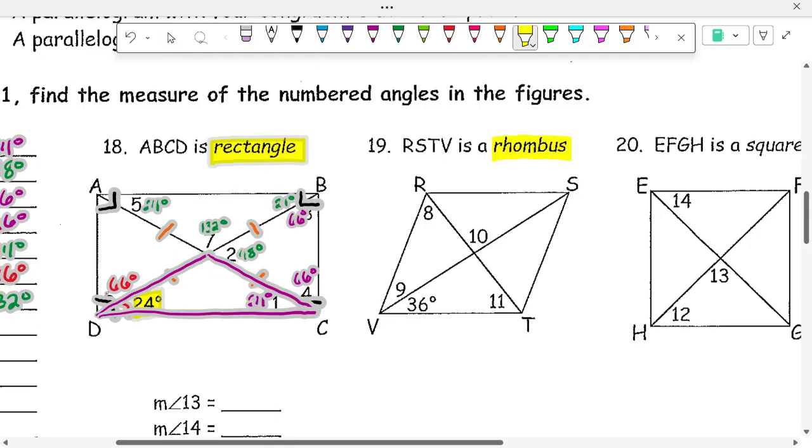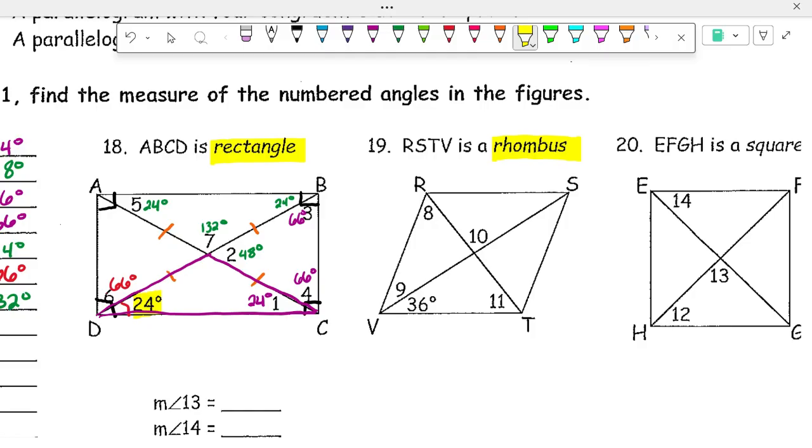So this shape is a rhombus. So based off of what we know about a rhombus and its diagonals and its angles, which angle would be the easiest to find? 10. Yeah, I would say 10 because what's true about 10? It's a right angle because they're perpendicular, so it's 90 degrees.